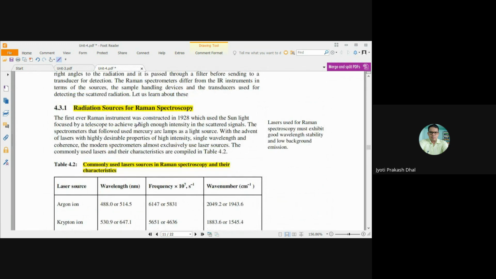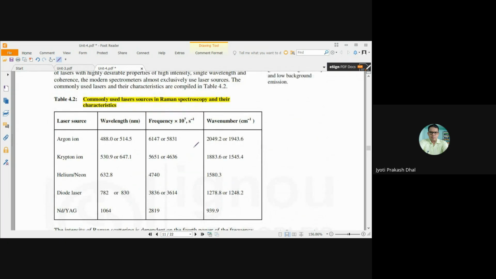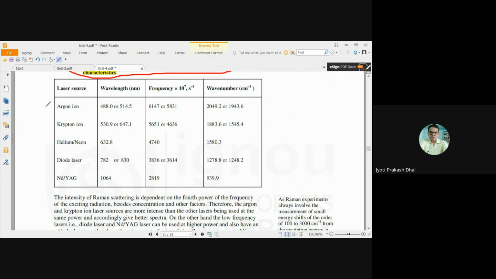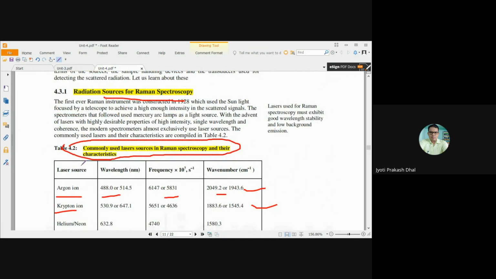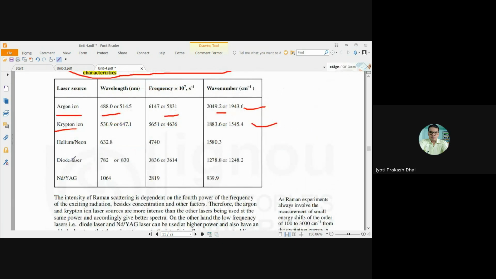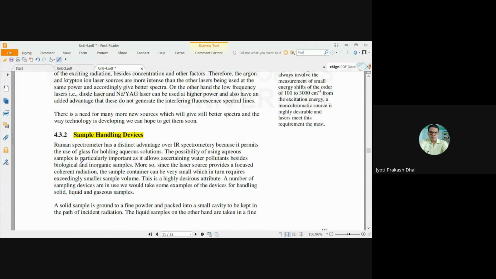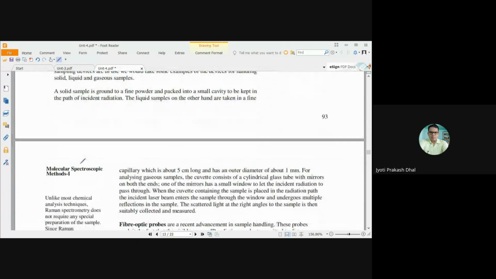First we'll discuss the different radiation sources for Raman spectroscopy. These are the commonly used radiation sources in Raman spectroscopy and their characteristics. The laser sources are argon ion, having wavelength, frequency and wave number in this range. Then krypton ion. These are the laser sources which are used as the radiation source for Raman spectroscopy. Then helium neon, then diode laser, then neodymium YAG laser.